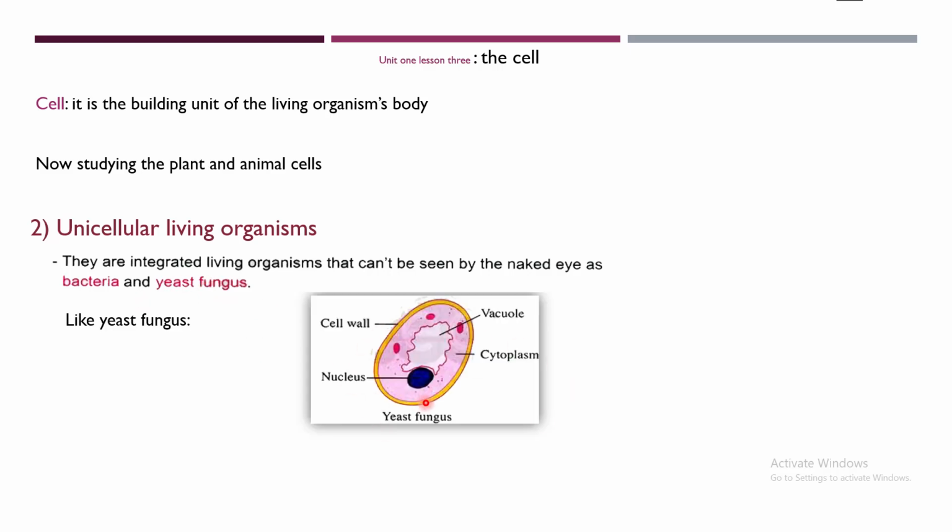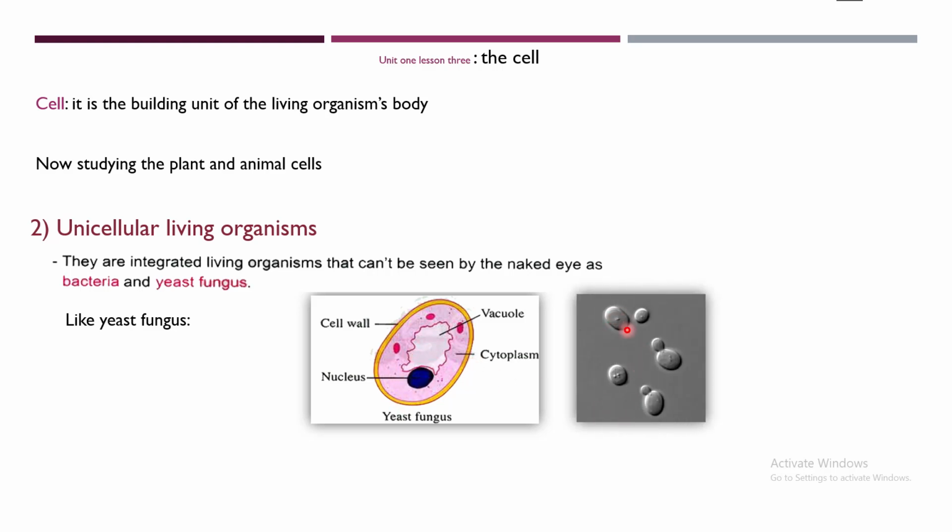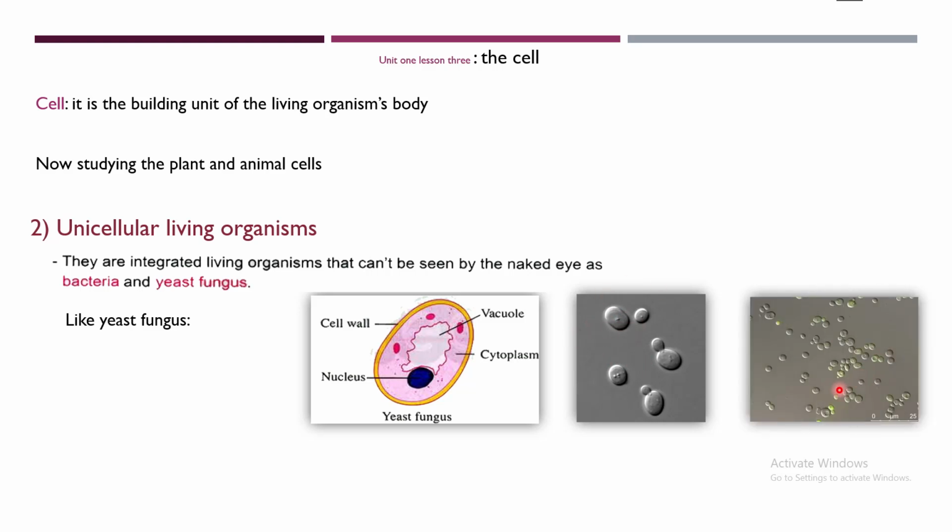Well, this is the cell of the yeast fungus. It consists of the cell wall, the vacuoles, the cytoplasm, and the nucleus, and it doesn't have the green plastids or the chloroplasts. And if we examine it under the microscope, we will find it like this or like this, and it is used to make bread and alcohol.